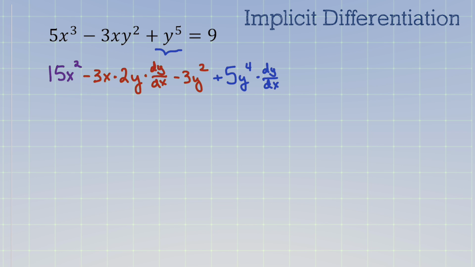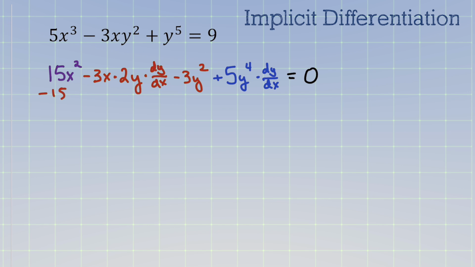And then we take the derivative of everything, including that right side. Don't accidentally leave a 9 there. The derivative of 9 is 0. Now, this is a little bit different than the last problem, isn't it? Do you see what's different? We've got dy dx in 2 different places. So the strategy is to group them all together and then factor it out. So watch how this works.